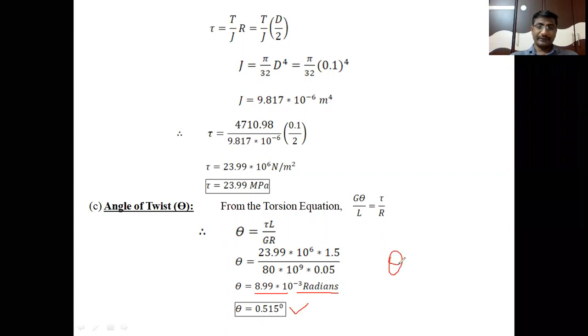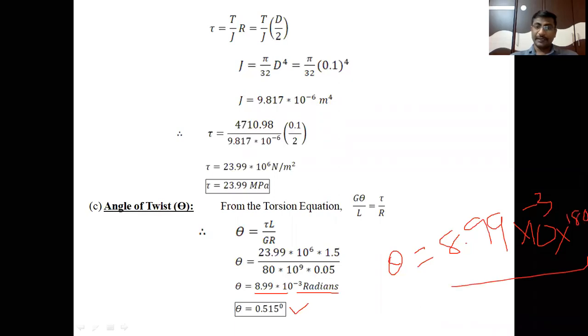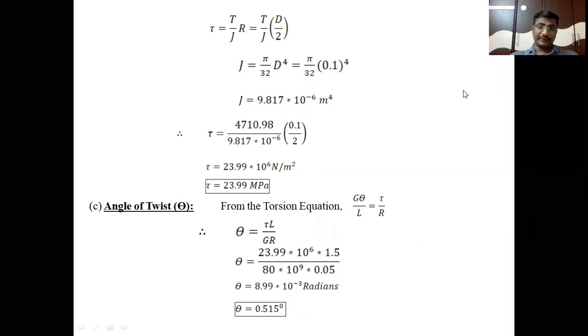So theta is equal to 8.99 into 10 to the power of minus 3 is the value, isn't it? It is in radians. If you want to convert into degrees, multiply by 180 and divide by pi, then we will get the angle of twist in degrees. That angle of twist is 0.515 degrees.